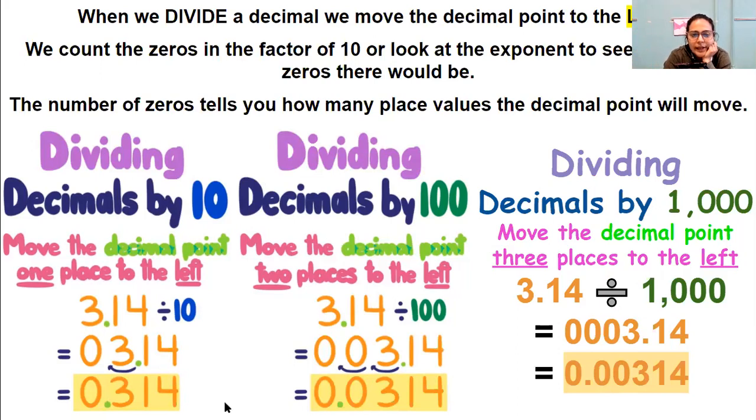Exactly. And the important thing to remember in this specific slide is that when you are going to the left, you are dividing. You see that? Dividing by 10, move 1 place to the left. Divide by 100, move 2 places to the left. Dividing by 1,000, move 3 places to the left.